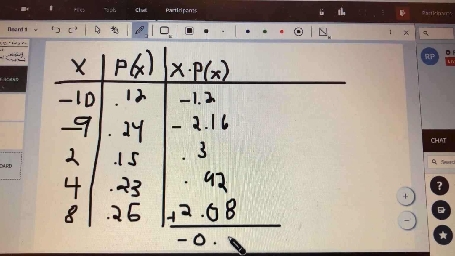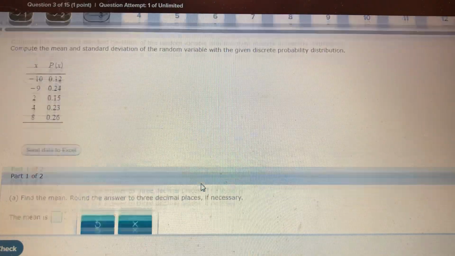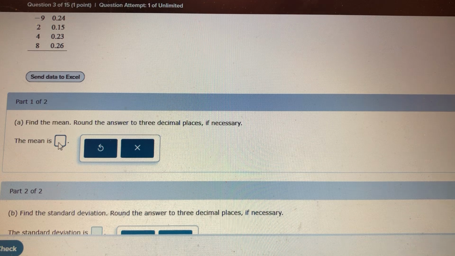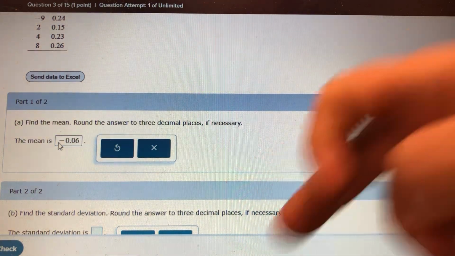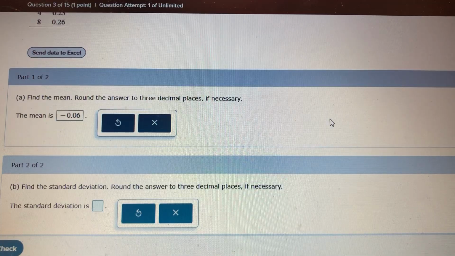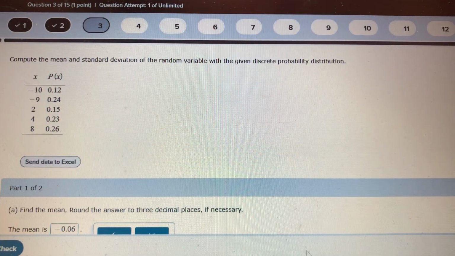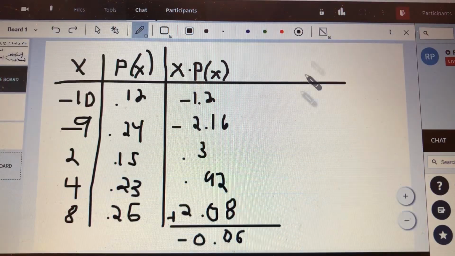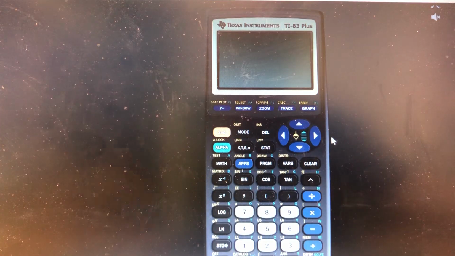See, every gambling game in Las Vegas makes sure that this adds up to negative. If this adds up to negative, then the player loses money in the long run. They lose 6 cents every time the game is played. So the mean is -0.06. It's like losing 6 cents every time the game's played. Now, you can also do it more easily here if you want to.